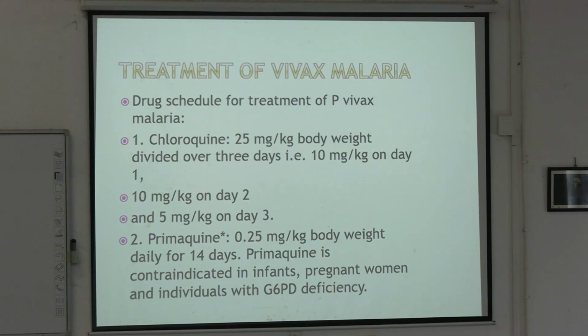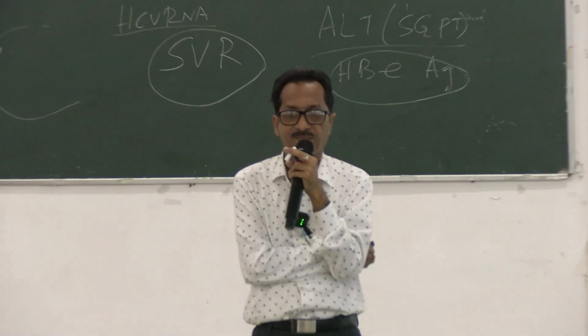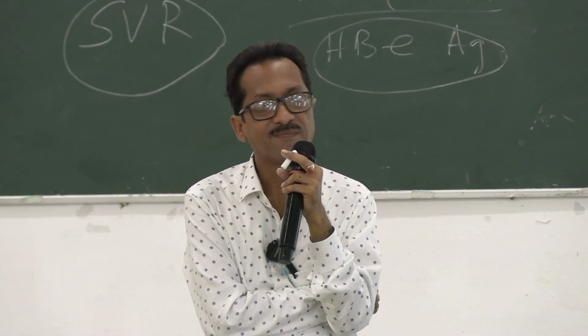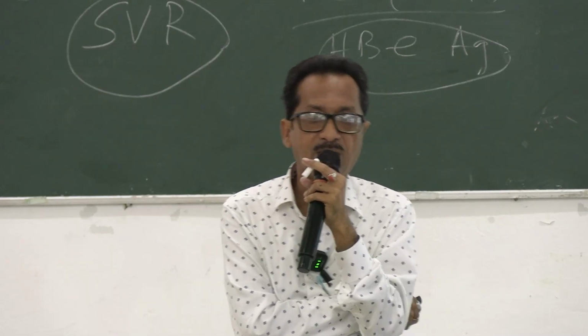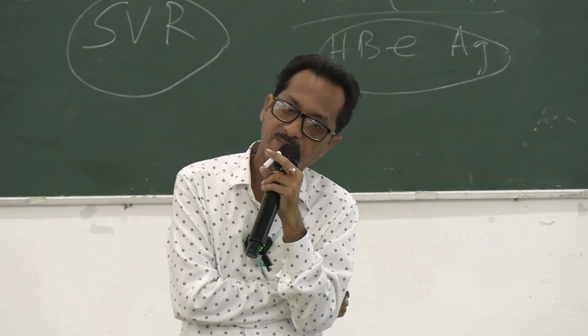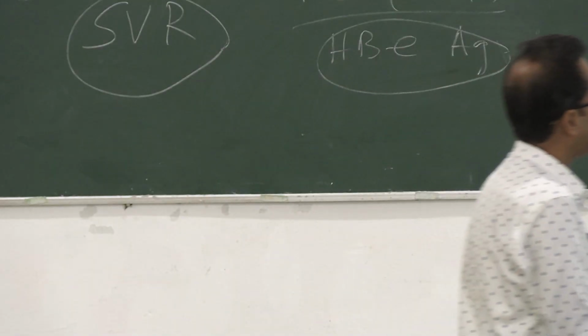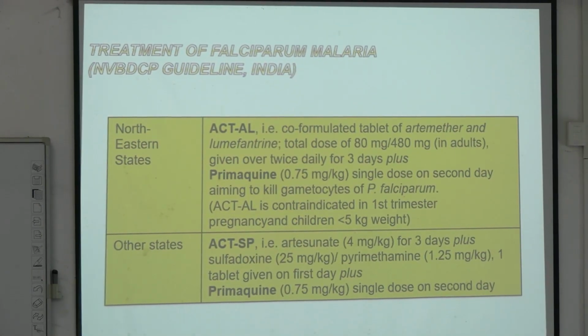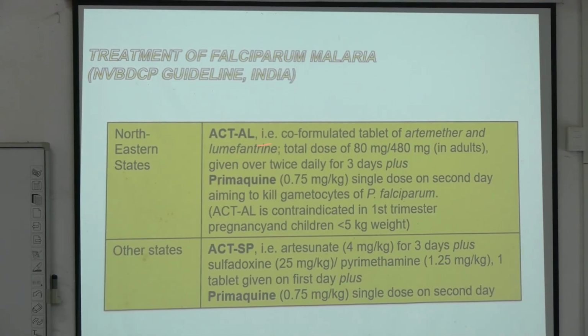Now, what is the treatment in chloroquine-resistant vivax malaria? What should you give? We have covered this in the pharmacology class. Artesunate combination is usually used for chloroquine-resistant vivax malaria also. For the northeastern states, artemether and lumefantrine is used.